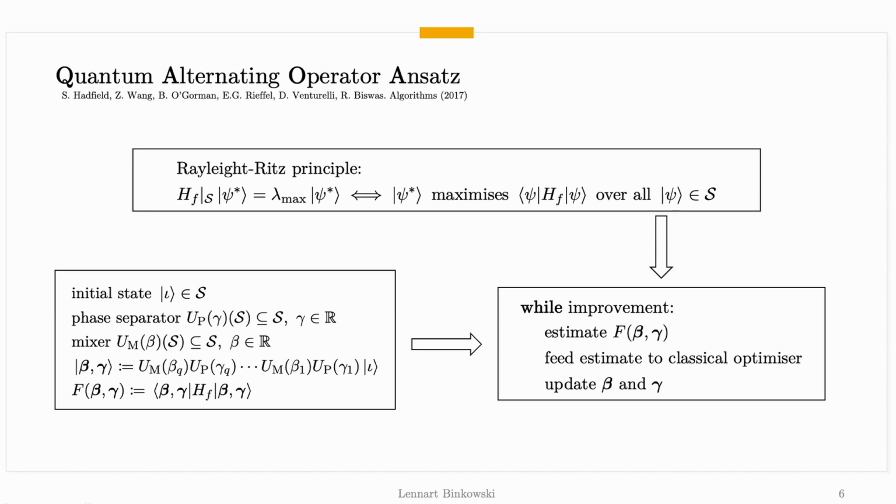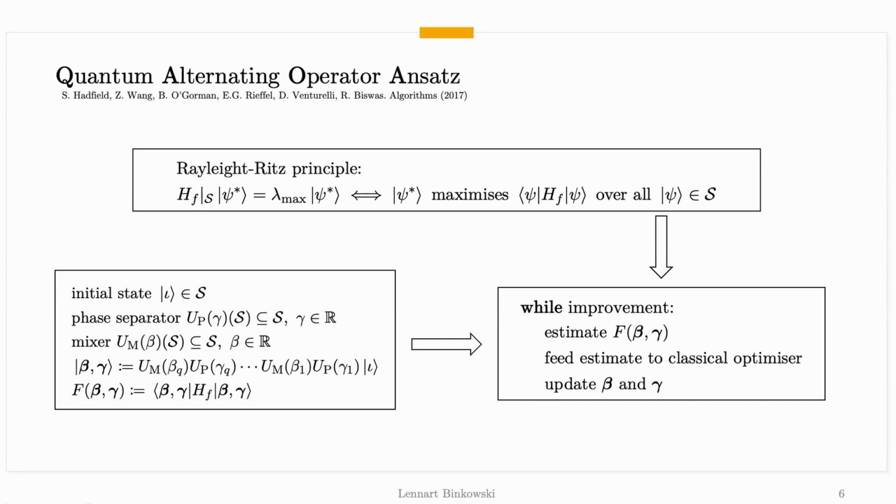Later on, the same ideas were generalized to the quantum alternating operator ansatz, so the same acronym in the end, QAOA, but now also with the built-in notion of feasibility preservation. It's still based on the Rayleigh-Ritz principle, but this time we talk about the restriction of HF to the feasible subspace S, and the fact that the highest energy state of that restriction also maximizes the expectation value of HF over all the states within the feasible subspace.